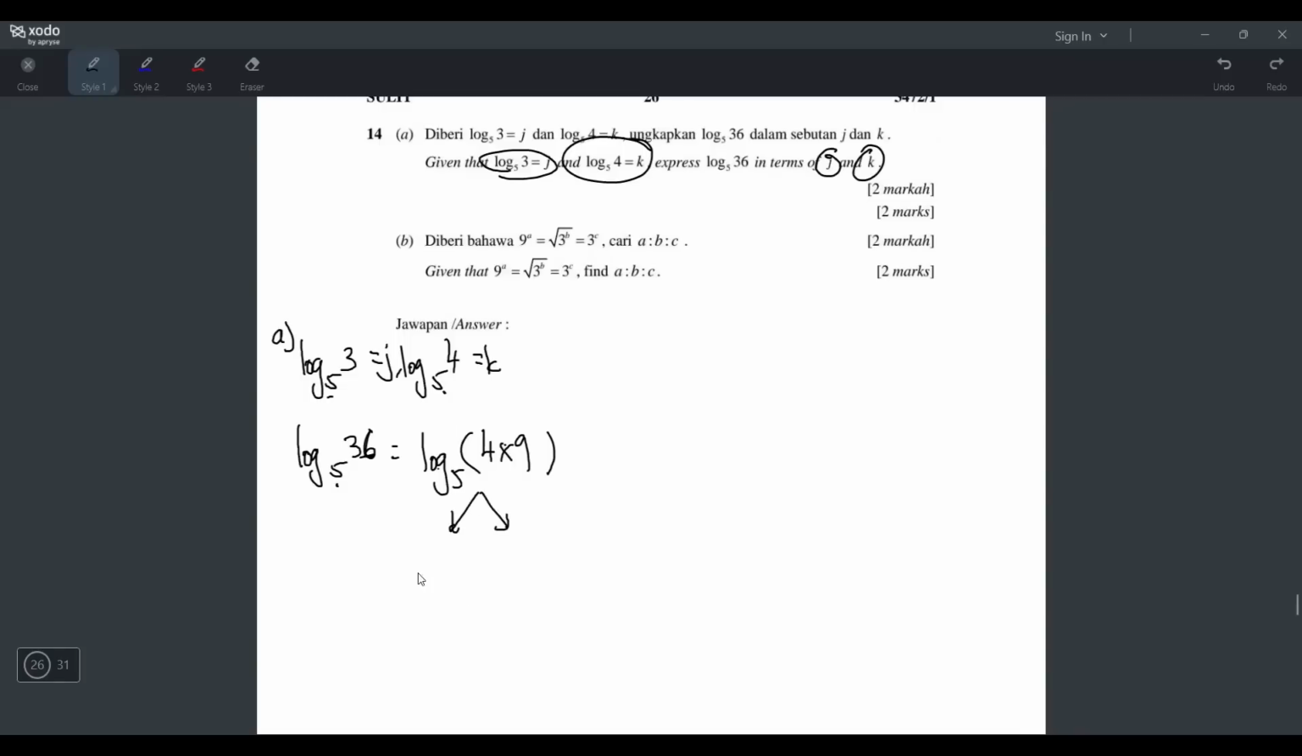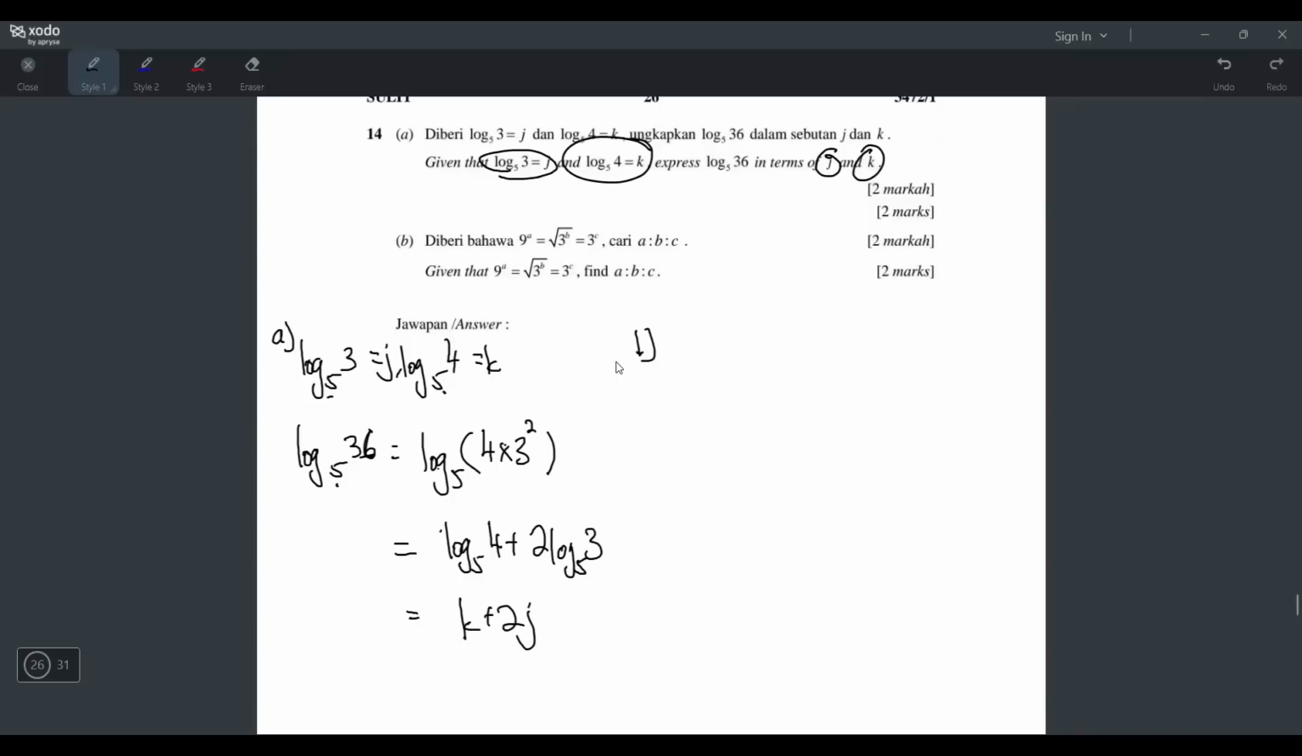But the problem is you have log 5 of 4, but you don't have log 5 of 9. So the 9, let's pecahkan lagi lah. 9 cannot divide by 4, cannot divide by 5, but 9 can divide by 3, which is 3 times 3. So you can write 3 square like this, or 3 times 3, also can. It's the same. Now only I will change to separate log, because then I will have everything. So it becomes log 5 of 4 plus log 5 of 3 power 2, and the power can letak depan. So now log 5 of 4, you just put K, and then log 5 of 3 is J. And that's the answer.